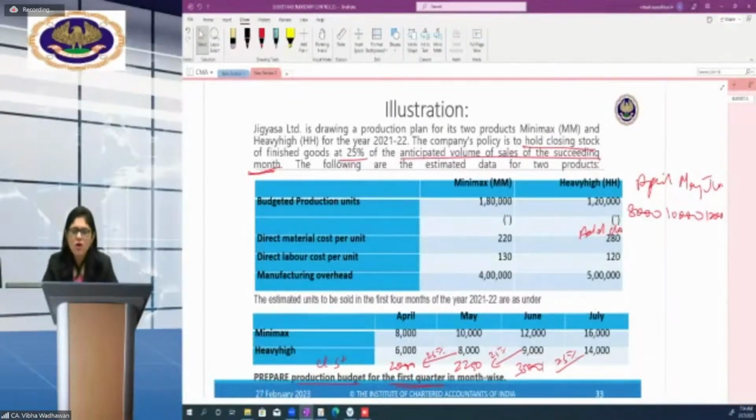So closing stock of April will become the opening stock of May. Closing stock of May will become the opening stock for June. What about April? Closing stock of March will become the opening stock of April. And how do we calculate the closing stock of March? 25% of the sales of April has to be the closing stock of March. So 6,000, 25%, 1,500 closing stock of March.